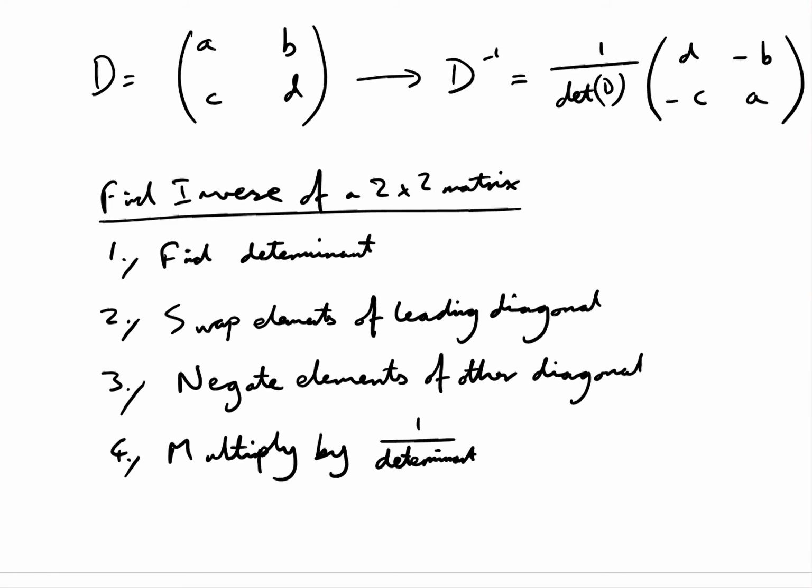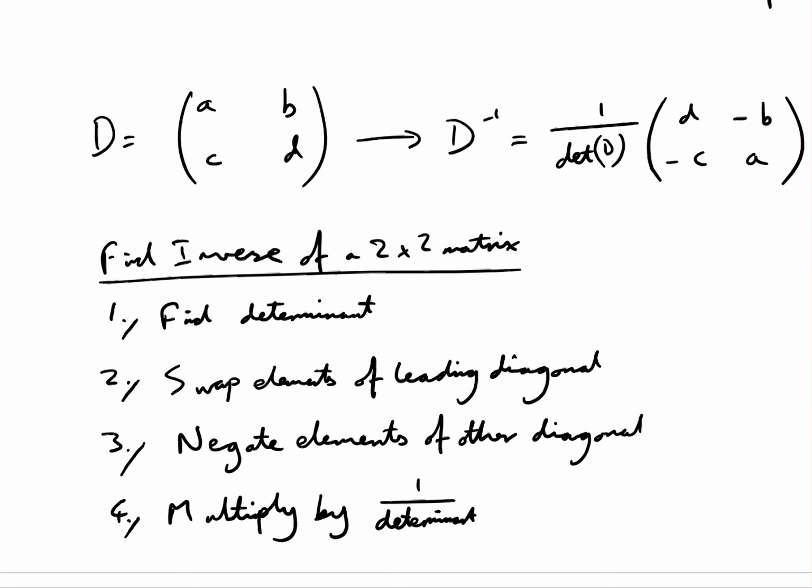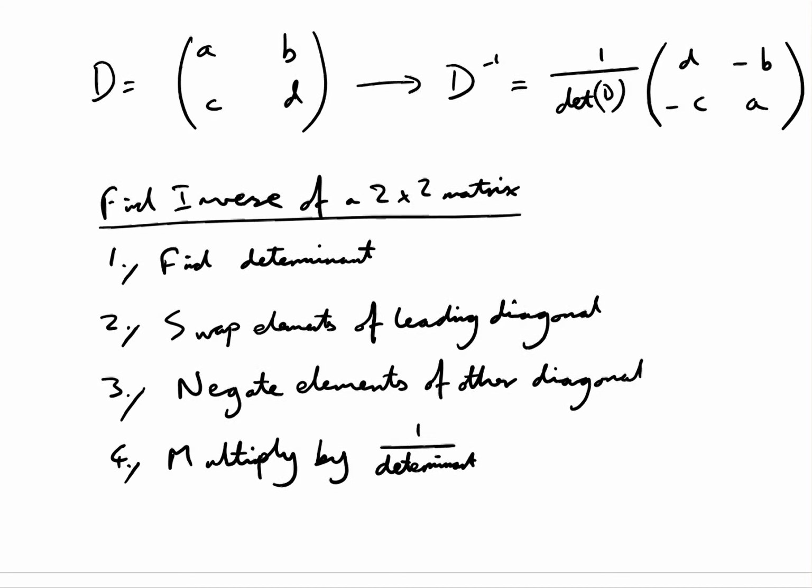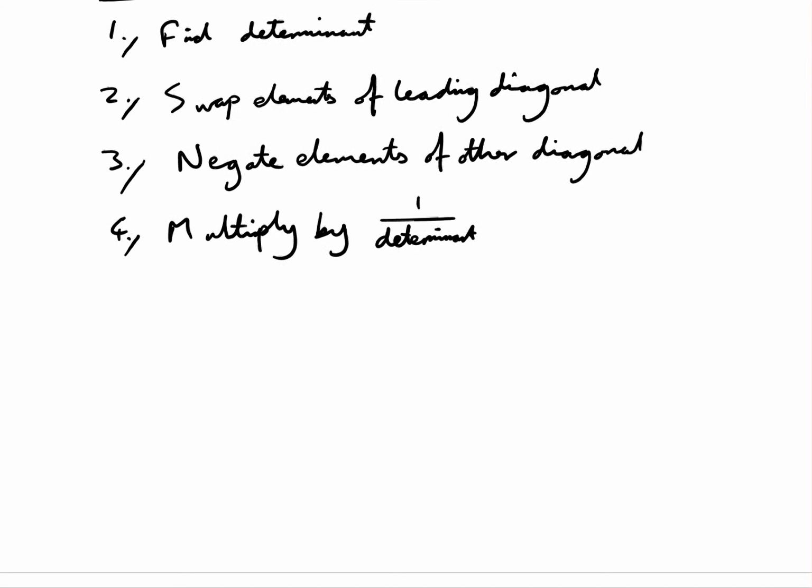What's the inverse of it? Well, the inverse is given by 1 over the determinant of this matrix. We swap the leading diagonals and we negate the other diagonal. I've written these steps down here. Find the determinant. Swap the elements of the leading diagonal. So you can see that whereas in D we had A and D, here we've got D and A. Then we negate the B and the C, and we multiply by 1 over the determinant. I've just written that down there.